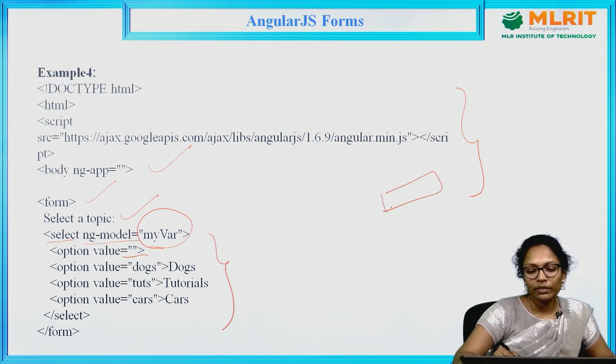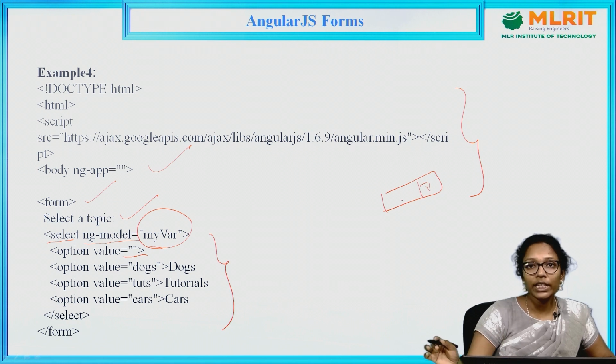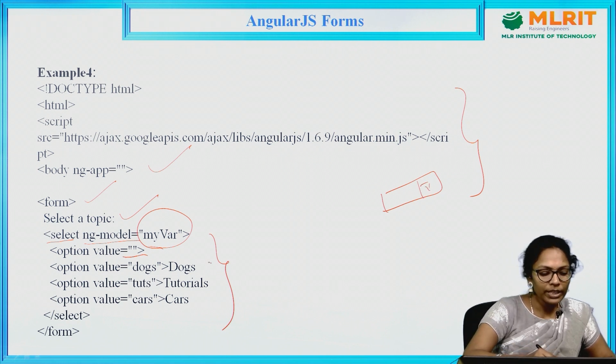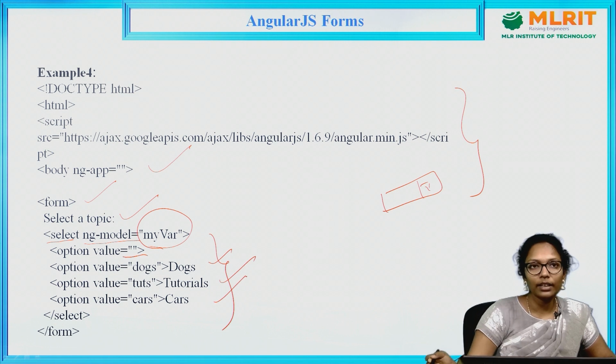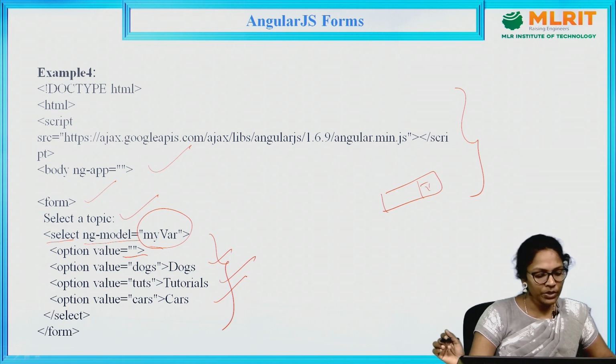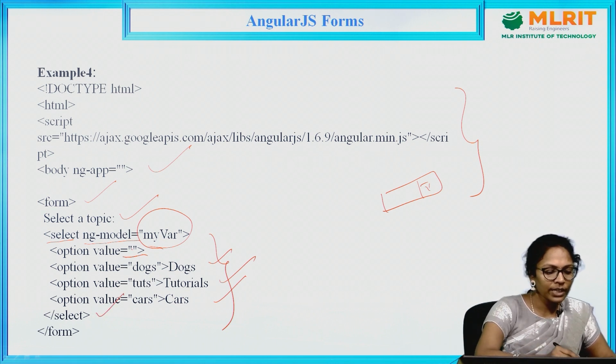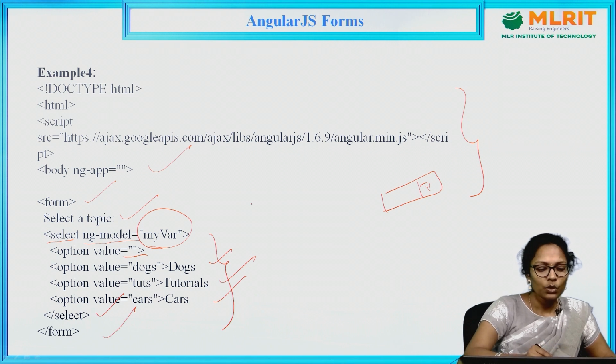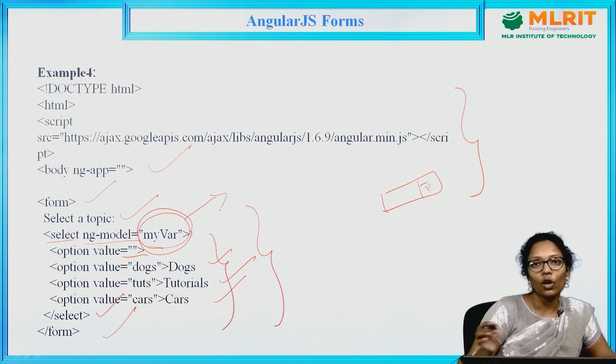So whenever you display this drop down list, initially it doesn't show anything. And the remaining 3 items are docs, tutorials and cars. So in that drop down list you are adding 4 different items. The first item is empty by default and the remaining 3 items you are writing. Then you're closing the select tag and you're closing this form tag. So how can I identify this select tag? Using this model name called myVar.